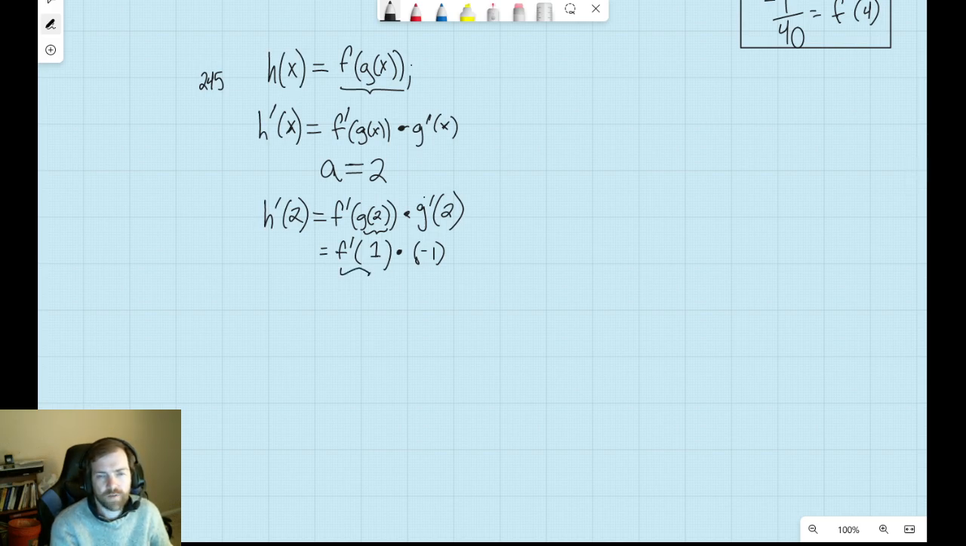Then we have to do f prime at 1, and f prime at 1 is equal to -2 times the -1 that we had from the previous step is going to get you a value of 2 for h prime at 2.